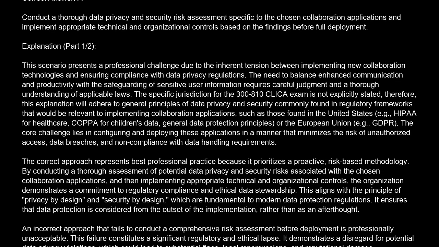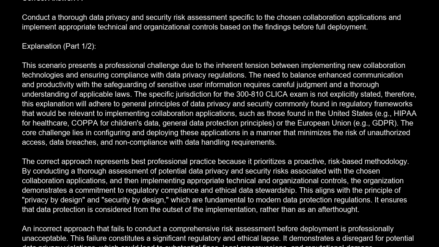Correct answer is A. Conduct a thorough data privacy and security risk assessment specific to the chosen collaboration applications, and implement appropriate technical and organizational controls based on the findings before full deployment. Explanation. This scenario presents a professional challenge due to the inherent tension between implementing new collaboration technologies and ensuring compliance with data privacy regulations. The need to balance enhanced communication and productivity with the safeguarding of sensitive user information requires careful judgment and a thorough understanding of applicable laws.